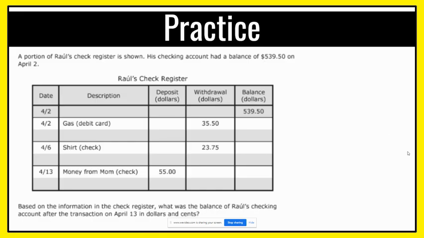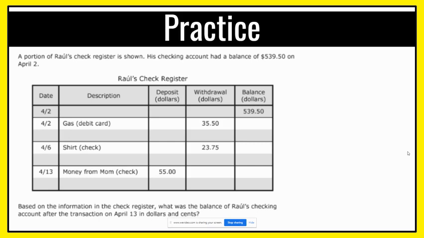So here's our first practice problem. A portion of Raul's check register is shown. His checking account had a balance of $539.50 on April 2nd. So I can see in the check register, we have 5 columns. The first column is the date. That's super important because a lot of questions they will ask you are about the date. Then it tells you a little description about what the money was used for. Then we have a column for deposit, withdrawal, and balance. And so currently we have a balance of $539.50.